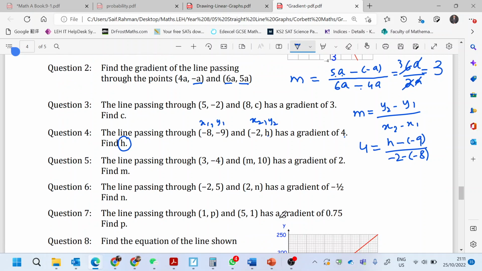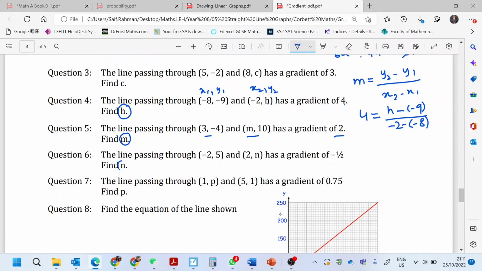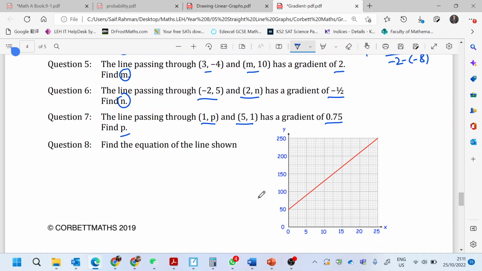So in the same way, you can find the value of m when the gradient is given and 2 points are given. All these questions are similar. Here you have to find m when you have been given 2 points and a gradient. The line passing through these 2 points has a gradient of 0.75, and find p. Same way, find the equation of the line below.